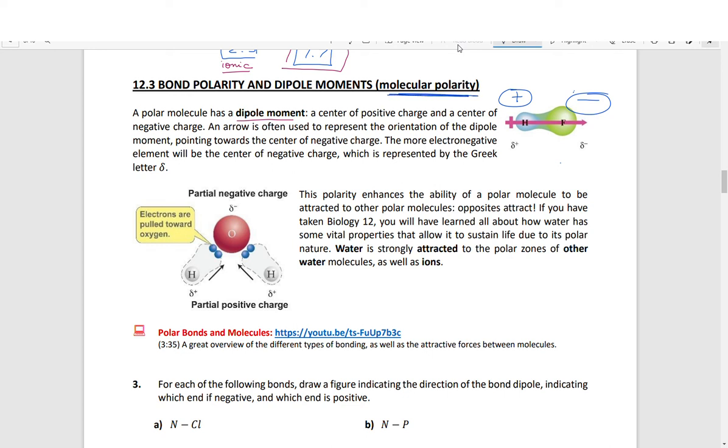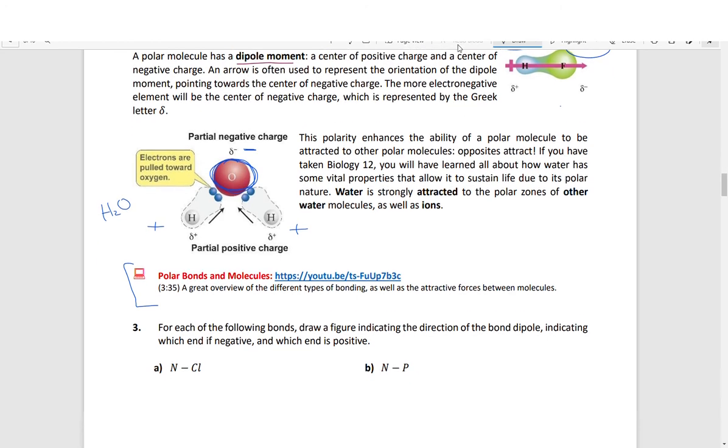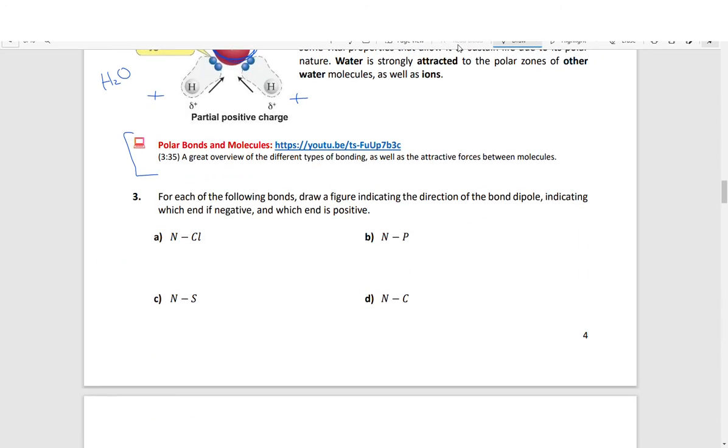Here's the example of H2O or water. And if you have taken biology 12 before, you've learned about this. So you end up with the negative region and the positive regions because of the greedy electron. It has a high electronegativity, which leads to this unequal sharing. Another video is listed, a short one, on the Moodle site.